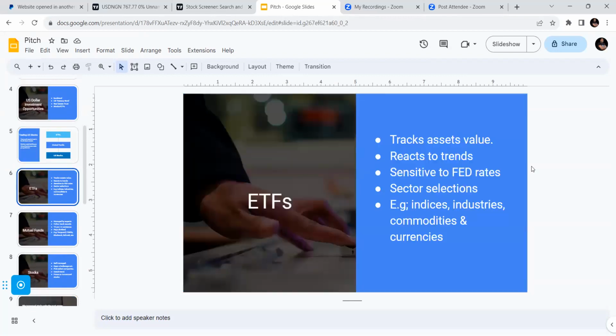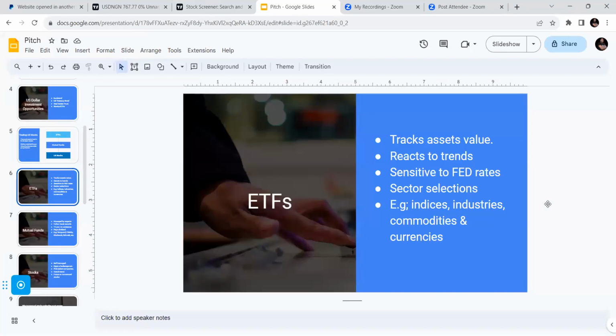Now, ETF, like I said before, tracks the asset value, depending on the kind of ETF you want to buy. A good way to look at ETFs is that they react more to trend and they are sensitive to US Fed interest rates. Let me explain that. There are different ETFs in the market. We have the indices ETFs that track maybe the S&P 500 and every other index in the market. Then you have the industry or sector ETFs. You can buy banking ETF, oil and gas ETF, materials ETF, telecom ETF, semiconductor ETF.